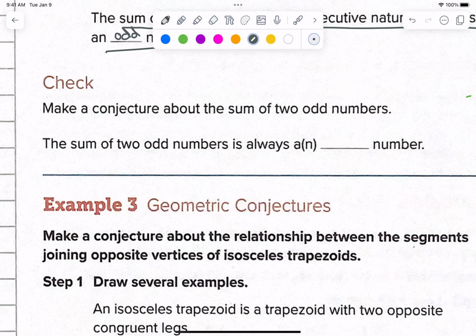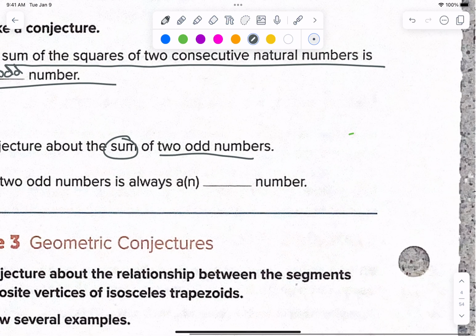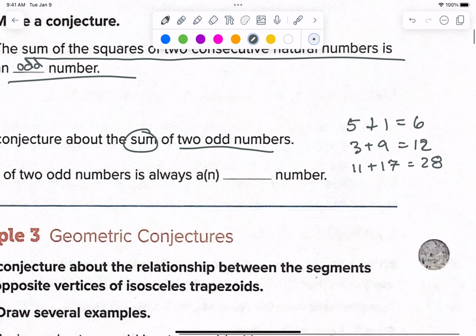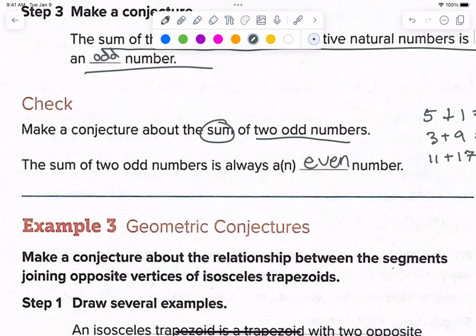Make a conjecture about the sum of 2 odd numbers. Okay, give me 2 odd numbers. 5 and 1 is 6. You've already figured it out. 3 plus 9 is 12. 11 plus 17 is 28. Sum of 2 odd numbers is always going to be an even number, right? That's the pattern. Got it? That is called a conjecture.